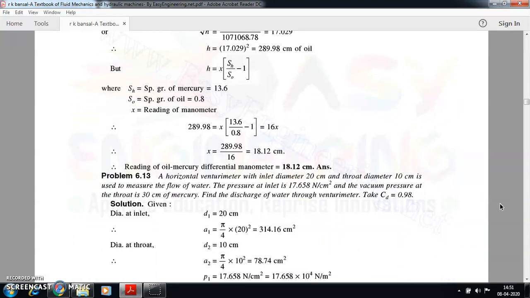So 3 problems we have solved. We have covered the 4 important cases in the venturimeter. With more problems in the next class, we will meet again.